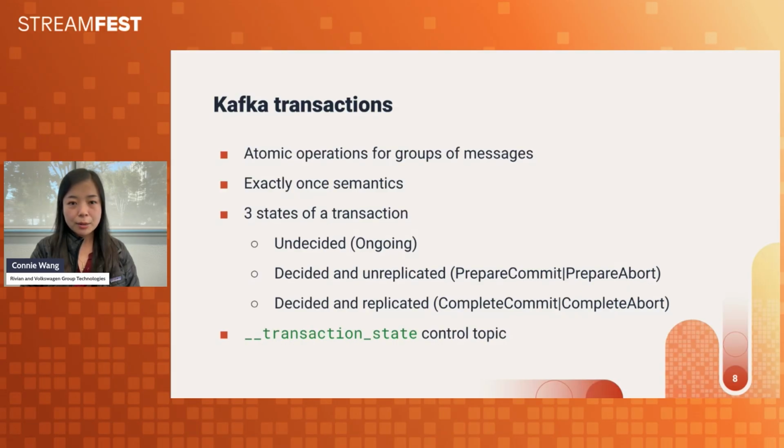And the way that this works in practice is that there are 3 states of a transaction. First is undecided or ongoing. Second is decided and unreplicated, or prepare commit, prepare abort. And the third is decided and replicated, which is complete commit or complete abort. So this is all handled through a process where the state is tracked by a series of control records written to the transaction state topic.